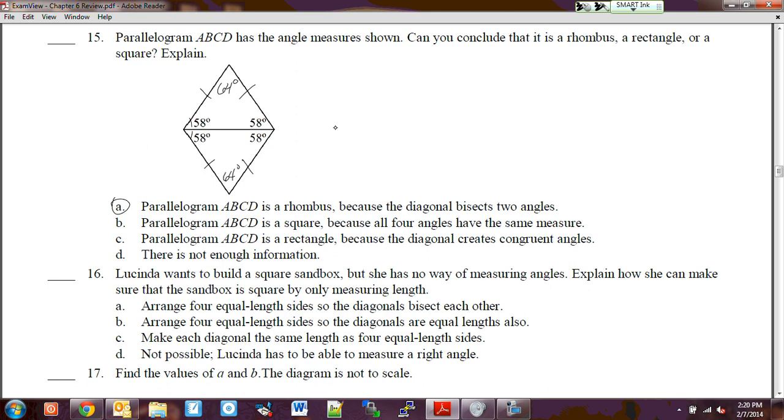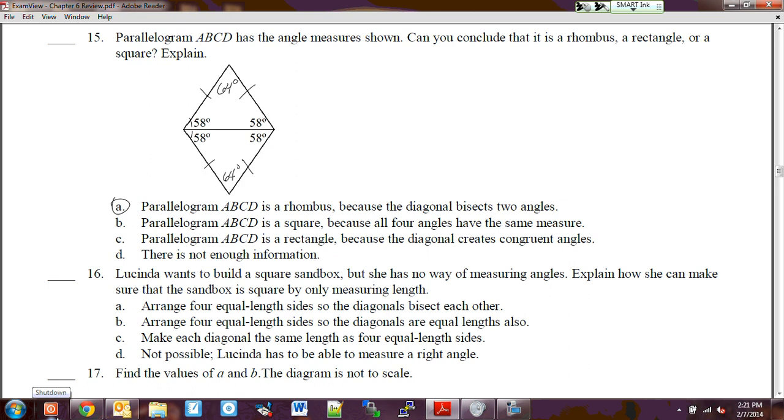Remember, one of the diagonals in a kite bisects the angles, but since we already knew it was a parallelogram, we could rule out kite. And since this diagonal is an angle bisector, it is a rhombus. So I kind of did it the long way, but the short way is it's a rhombus because it bisects the angles. And we know it's not a square because the two 58s don't add up to 90. And we know it's not a rectangle for the same reason. It doesn't add up to 90, and there is enough information, so that one's wrong too.